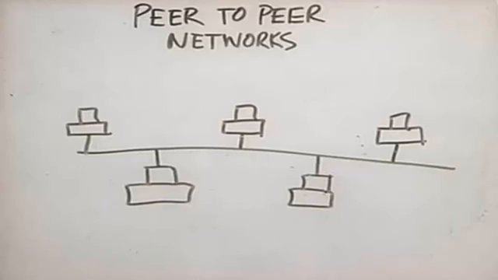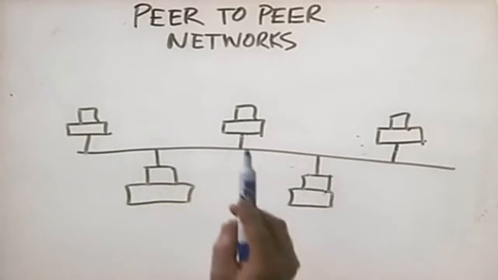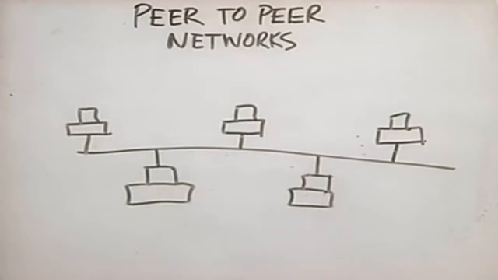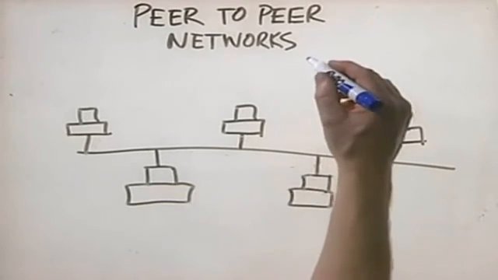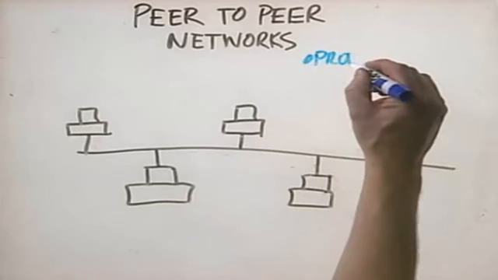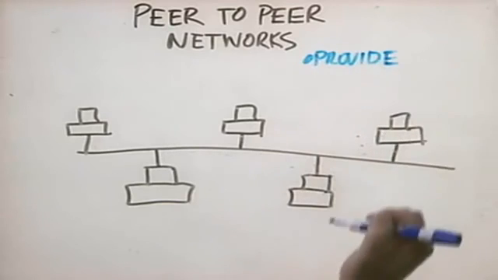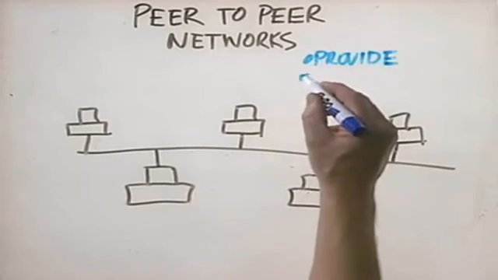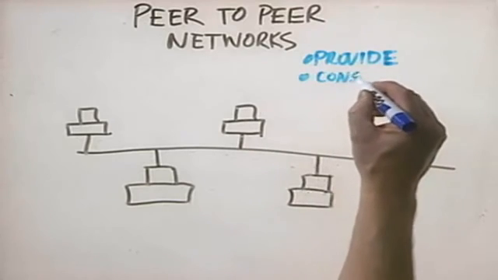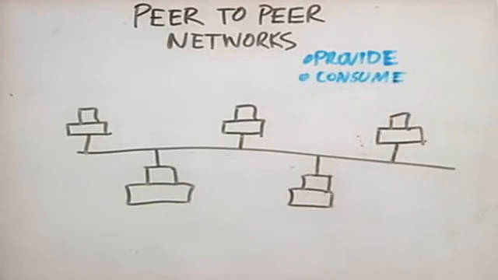Let's first talk about classifying networks according to the host roles. In other words, what do the hosts do in the network? The first one we want to look at is called peer-to-peer. In a peer-to-peer network, network hosts don't have a specific role that they play. In other words, hosts on a peer-to-peer network both provide network services, and also consume network services. What exactly does that mean?